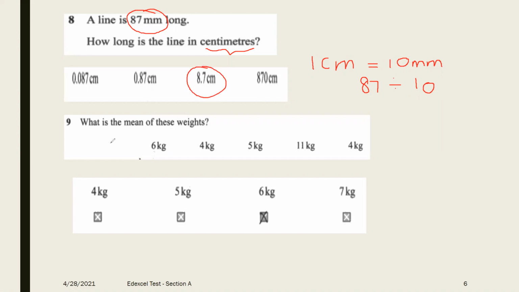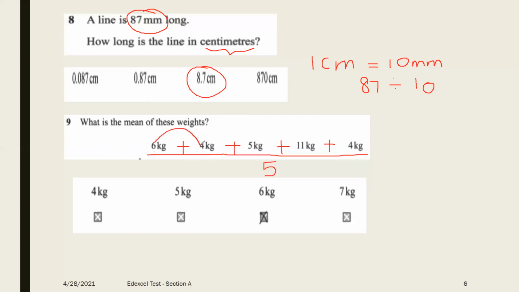The ninth question, what is the mean of these weights? Now, mean means, another name for mean, we know it's average. So how do we find the average? You have to add all these. That's the way we do. You have to add all these and you have to divide by the number of terms. So according to this, I have 1, 2, 3, 4, 5. So I have to divide this answer by 5. That is what you have to do when you're going to find the mean, right?